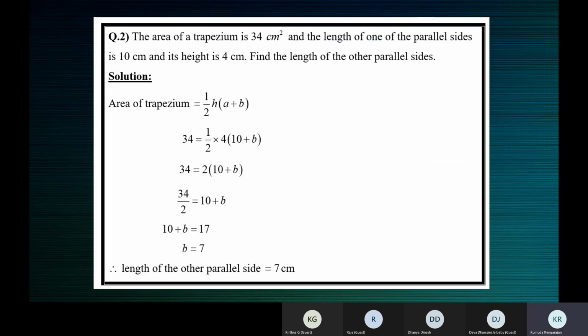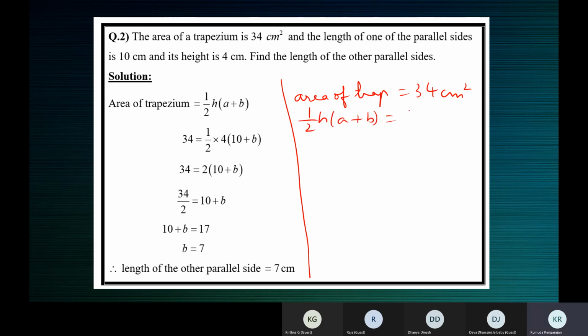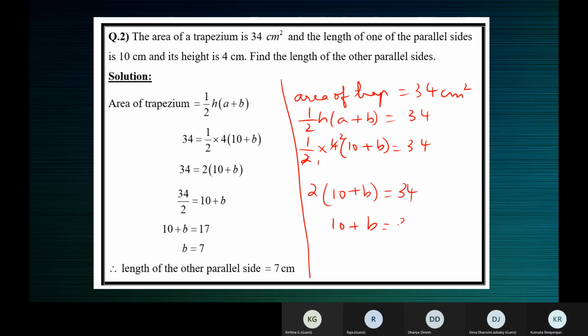We've done a similar one earlier. Want this answer? Read the question. You can work it like this instead. Please work it like this. Area of trapezium is equal to 34 centimeter square. So half h into a plus b is equal to 34. Half into 4 into a plus b, 10 plus b is equal to 34. 2 into 10 plus b. Please work this. Don't do it like this, work it like this.